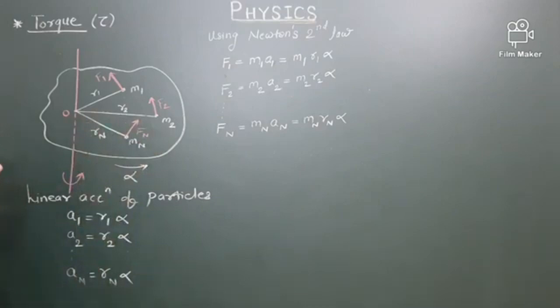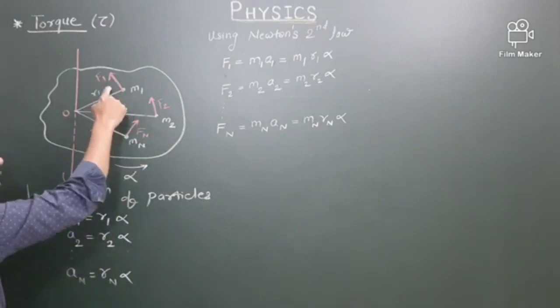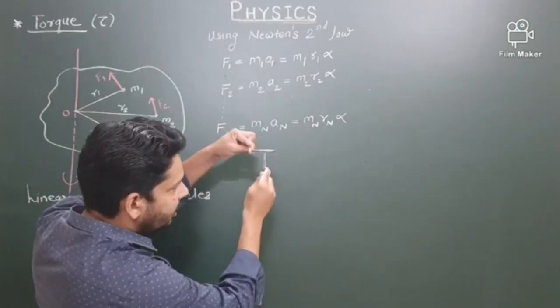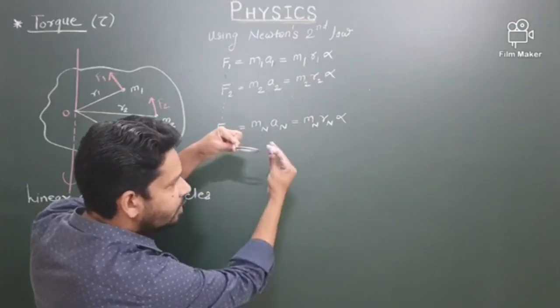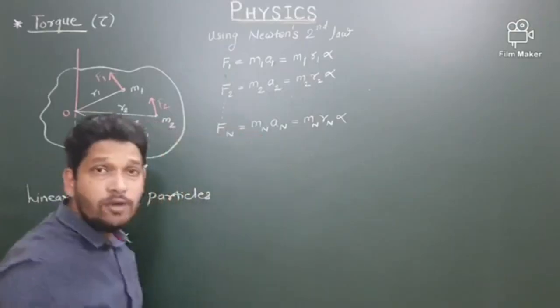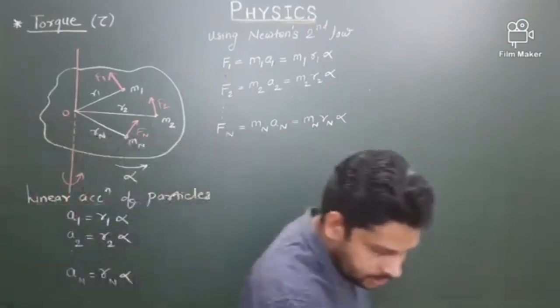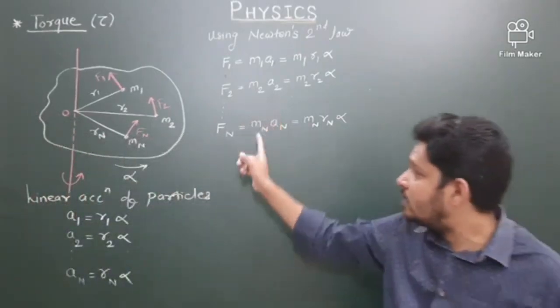It means this R and F are perpendicular to each other. R is the radius. In a circle, there is the center; this becomes the radius and this becomes the tangent, and the tangent is always perpendicular to the radius. So the direction is understood. This is the direction of force.